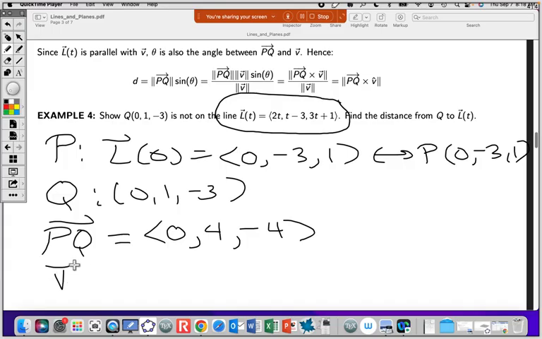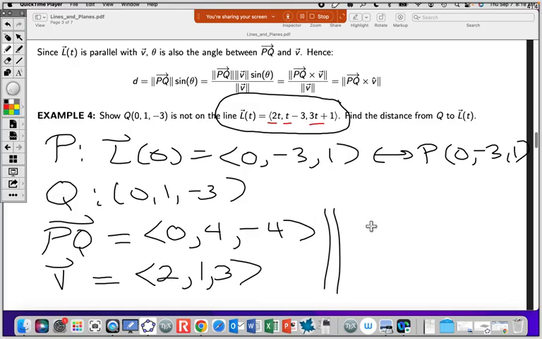Now we need the vector V. We need a vector that's parallel to the line. And so remember, to get the vector parallel to the line, you look at the coefficients of t. That'll give you a vector parallel to the line. So we've got 2t here, so that coefficient is 2. We've got t here, which means the coefficient's what? So what's the coefficient of t in this component? 1. And then 3t here, coefficient's 3, so that's our V.